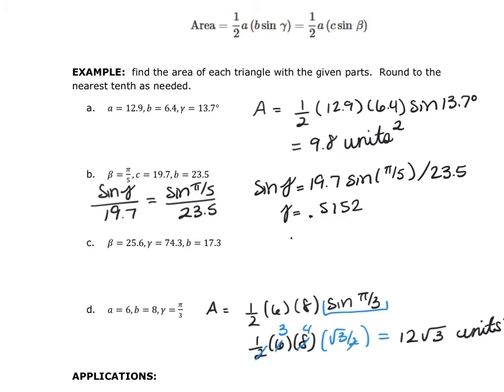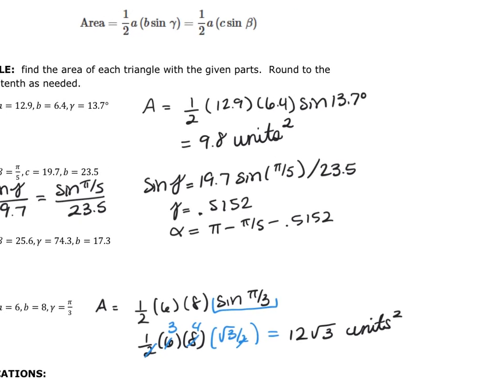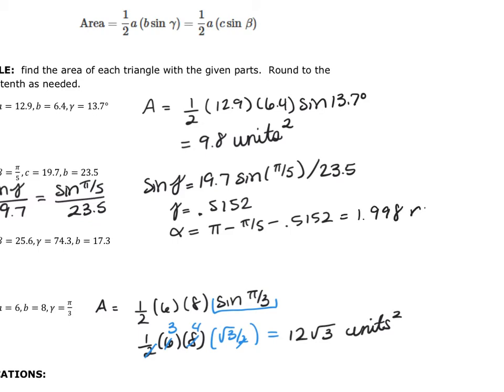So then my alpha, which is the one I really need to find the area, is going to be, now we're in radians, so it's going to be pi minus pi over 5 minus the 0.5152. Remember, we're in radians on this one. So my alpha is going to be 1.998 radians. We're in radians.